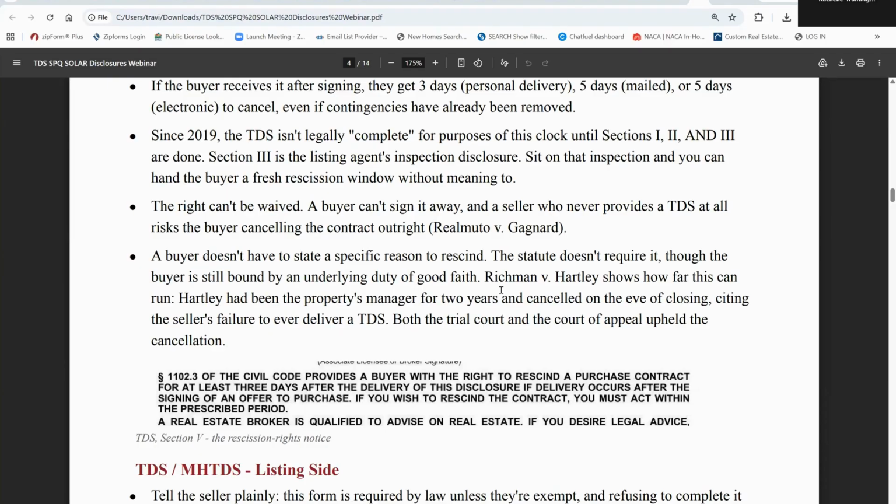So this Richmond versus Hartley shows how far this can run. Hartley had been the property's manager for 2 years and canceled on the eve of closing, citing the seller's failure to deliver a TDS. Both the trial court and the Court of Appeal upheld the cancellation.